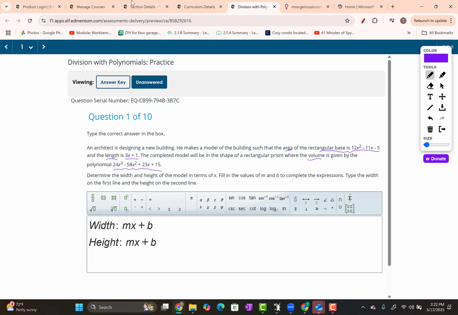So two things. We have the area of a rectangular base. So let's focus on that first. Recall the area formula for a rectangle is length times width. So we've got a formula where we know two of those variables. We know the area is 12x squared minus 11x minus 5. We also know the length is 3x plus 1.